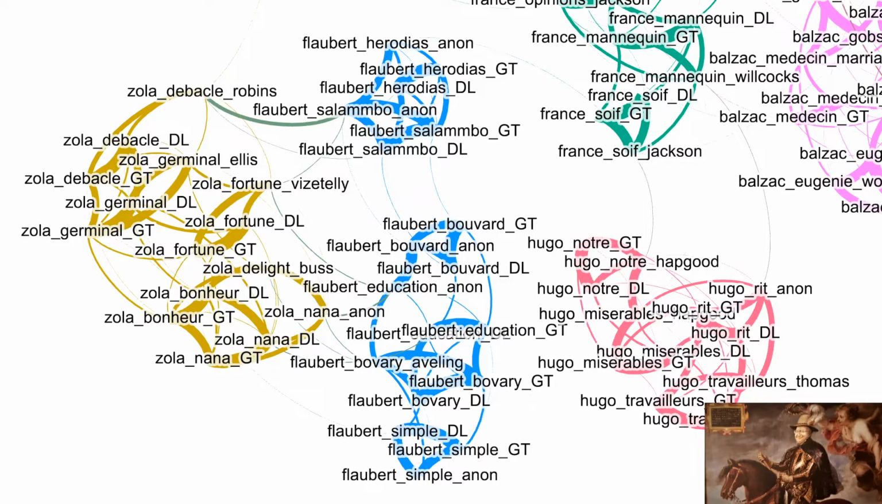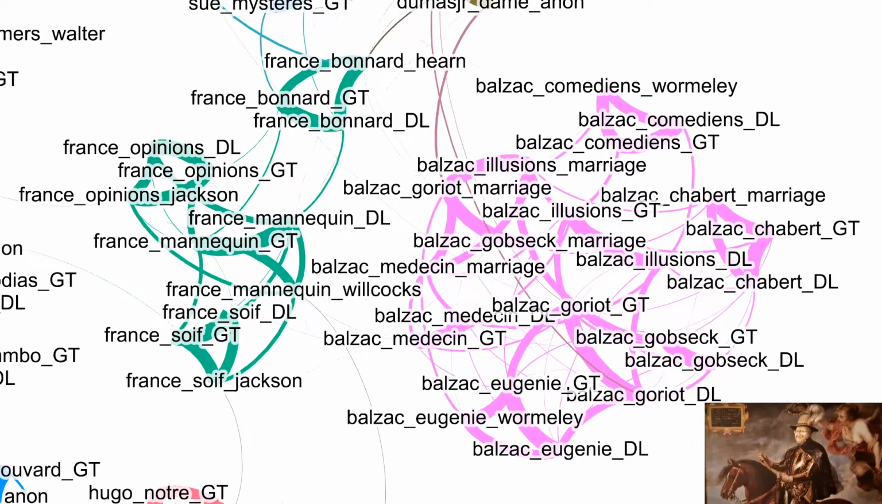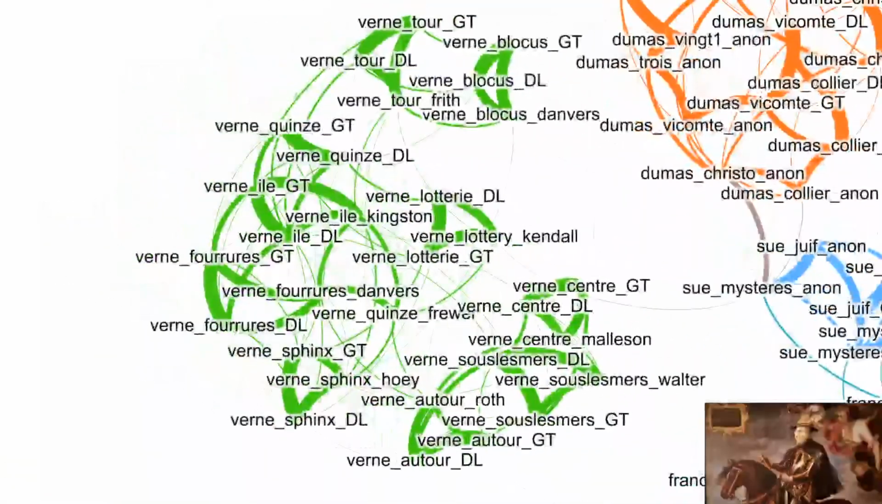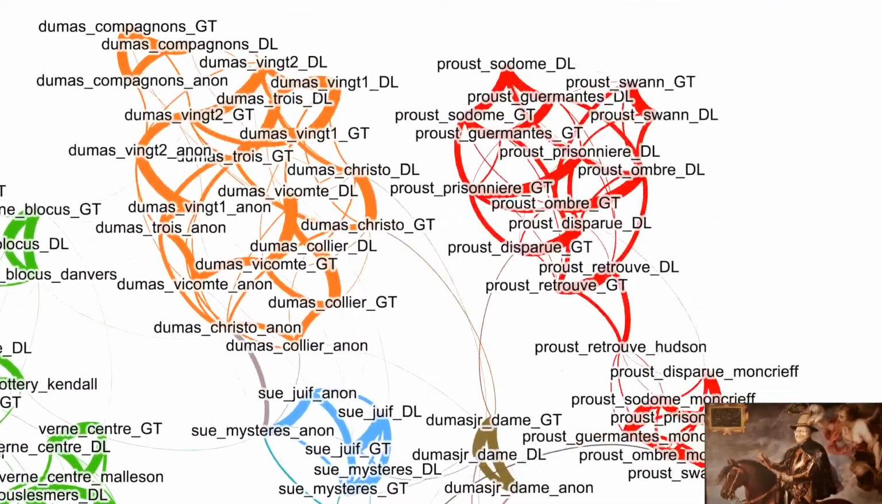What we also see in this picture, however, especially in this fragment, is that, as you might not remember, in the original, Zola and Flaubert were stylometrically very similar, and they are still similar, not only in translation but in human and machine translation. We can see the same effect with Balzac and with France, with Jules Verne, and with Dumas, and there is also Sue and Dumas Jr., Dumas fils.